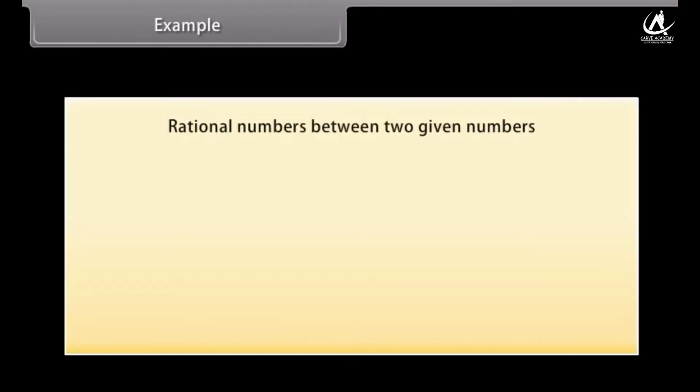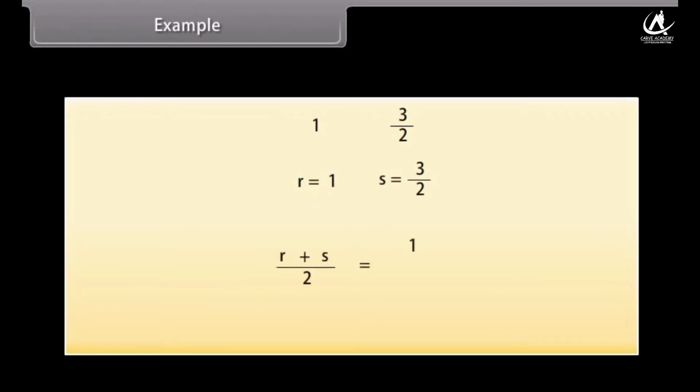Example. Let's now learn how to find rational numbers between two given numbers. The given numbers here are 1 and 2. Say 1 is r and 2 is s. To find the rational number between r and s, we have to add r and s and divide the sum by 2. So we get 1 plus 2 is equal to 3 by 2. Therefore, the rational number between 1 and 2 is 3/2. Similarly, the rational number between 1 and 3/2 is 5/4.